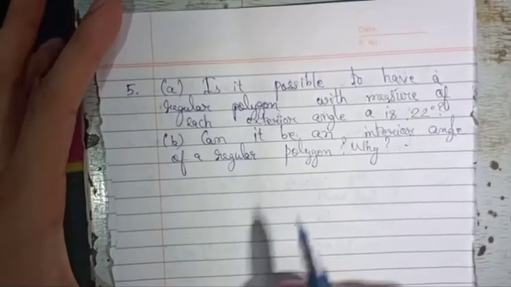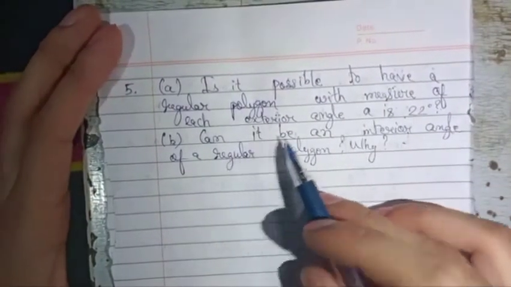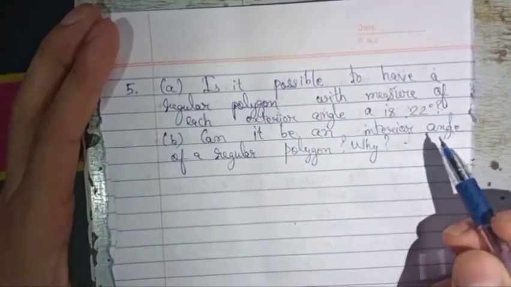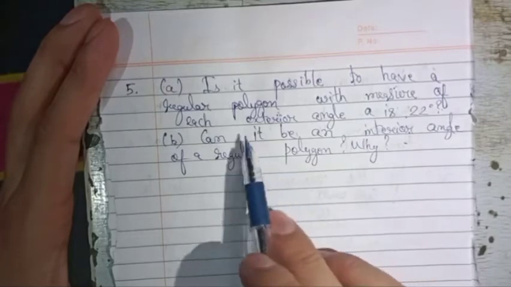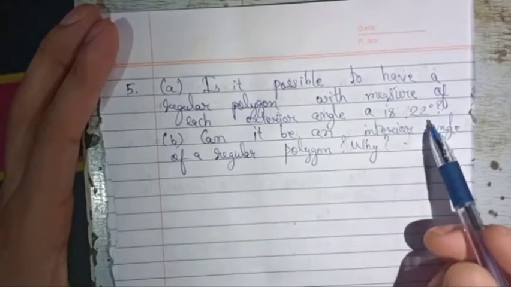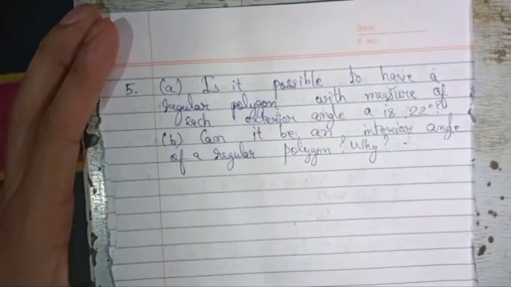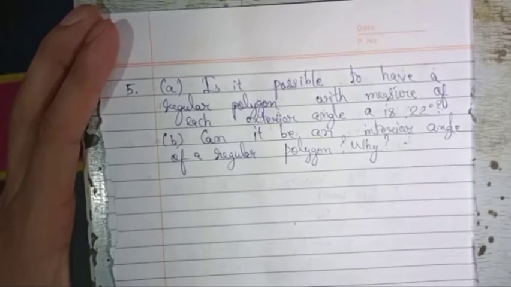Now question number 5. Is it possible to have a regular polygon with measure of each exterior angle 22 degree? That means a polygon where the exterior angle is 22 degree, and we need to find out whether it is possible to have a regular polygon with such an exterior angle. So is it possible to have a regular polygon?